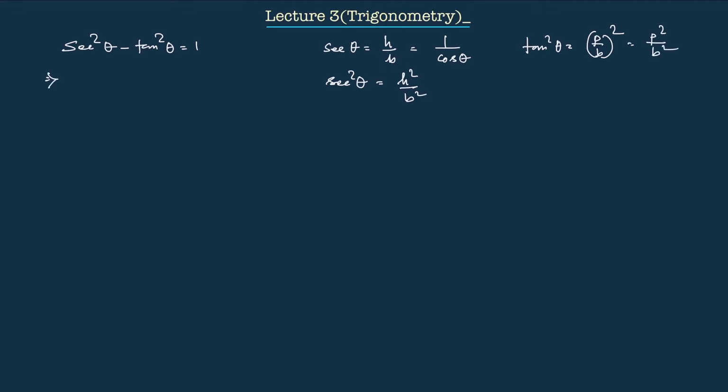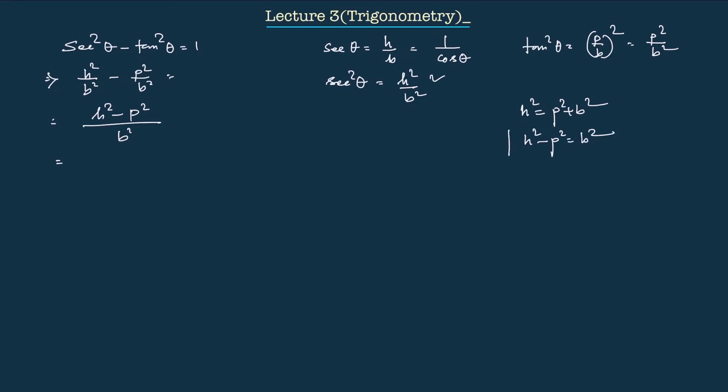So here, instead of sec square theta we can replace h square by b square, minus tan square theta, which is p square by b square. So it is going to be h square minus p square over b square. So what is h square minus p square? We know from Pythagoras theorem that h square is equal to p square plus b square, so h square minus p square is going to be b square.